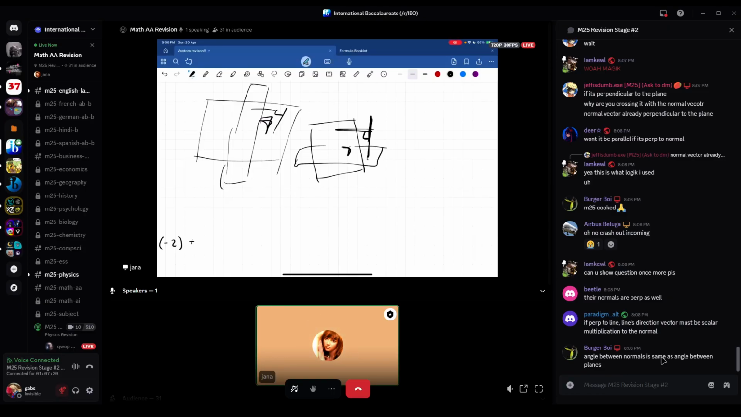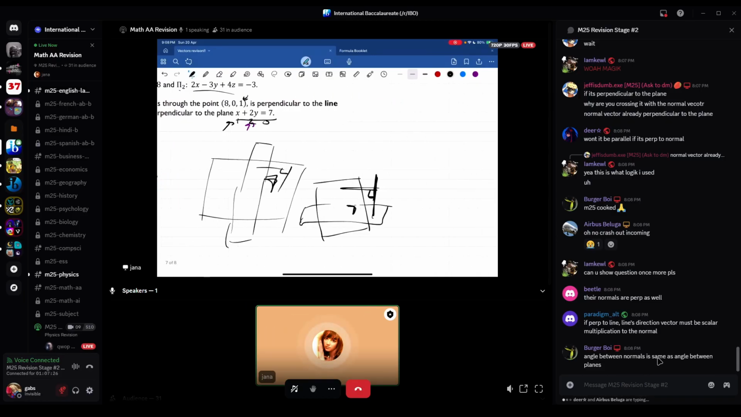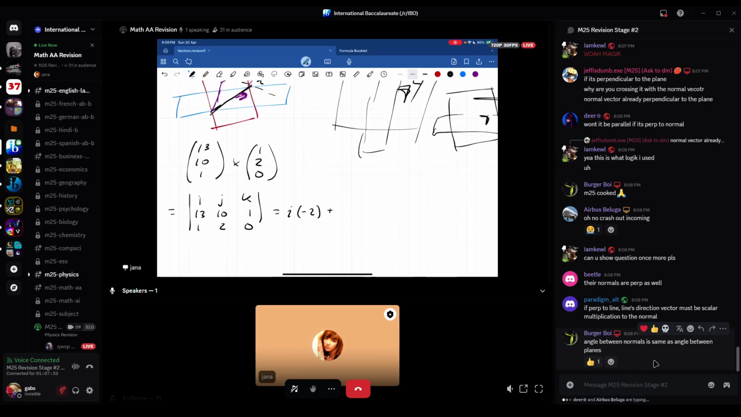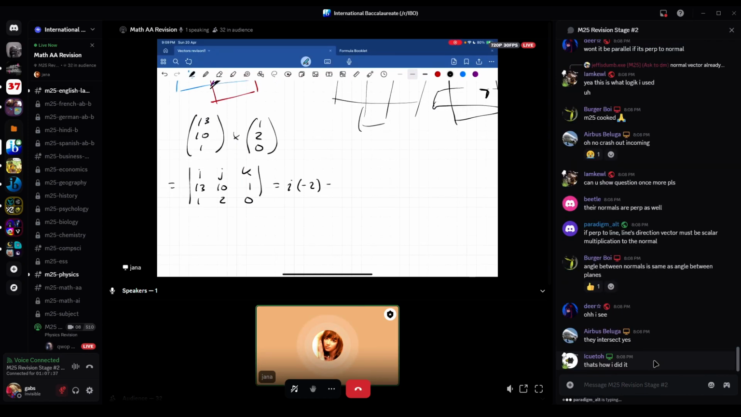And because we want it to be perpendicular to this, and we want it to be perpendicular to that, we're going to have to cross this one and that one to get the one we want. Do we get that? Wonderful.